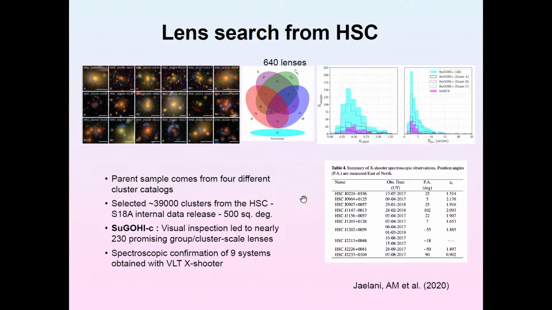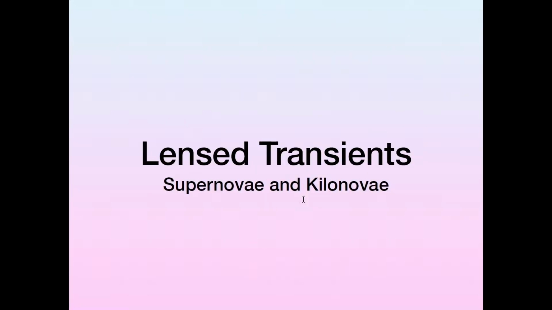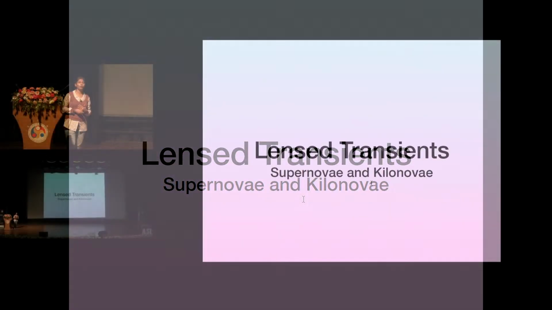You can see the redshift distributions and the arc radii, or the image separation distributions, for the systems here. And so Khushi will be making use of some of these samples to further improve the constraints that we got in the previous work. So let me talk now about the lens transients.